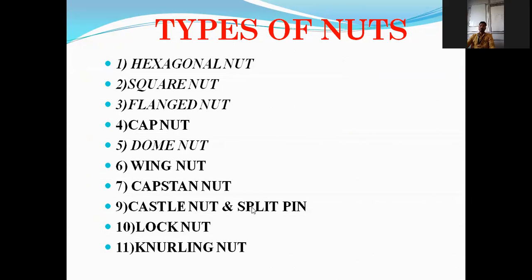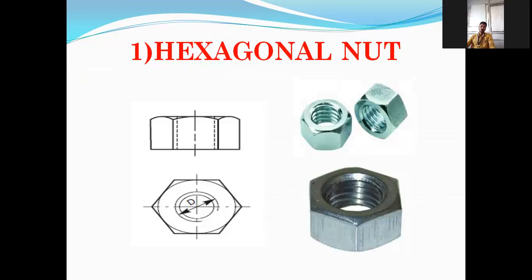Hexagonal, square, flanged, cap nut, dome nut, wing nut, capstan nut, castle nut, lock nut, and knurling nut. Likewise, types of nuts are there. We have seen the hexagonal nut. So why the name hexagon? We have discussed this thing. Why is it called hexagon? Because its periphery is bounded by a hexagon.